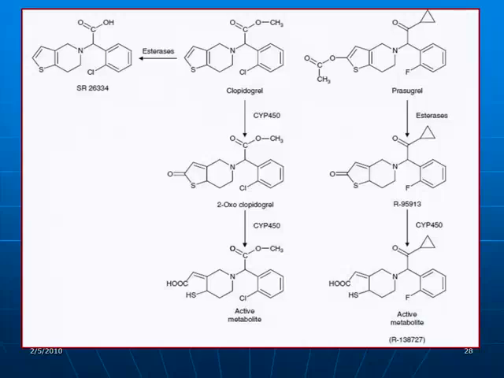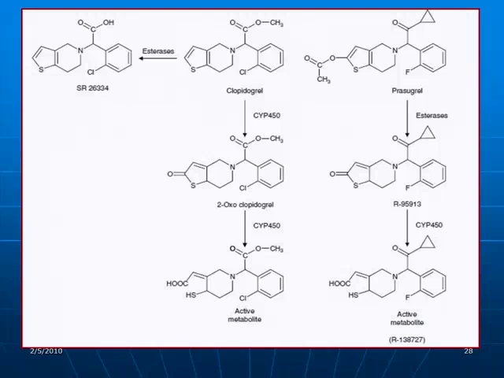This slide, which is slide 28, shows you the metabolic pathway for clopidogrel and for prasugrel. You'll notice that clopidogrel goes through two cytochrome P450 isozyme conversions. The first is cytochrome P450 3A4. The second is 2C19. Either one of those can be blocked, and you end up inhibiting production of active metabolite.